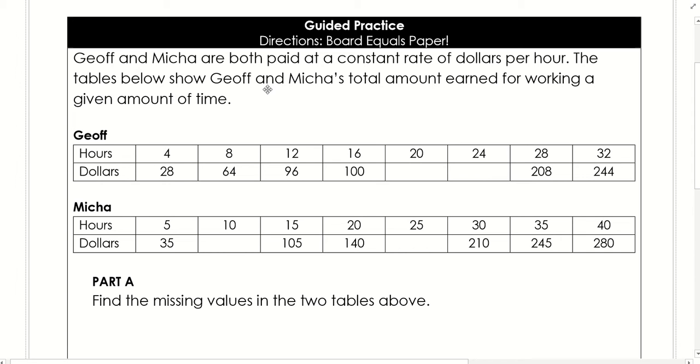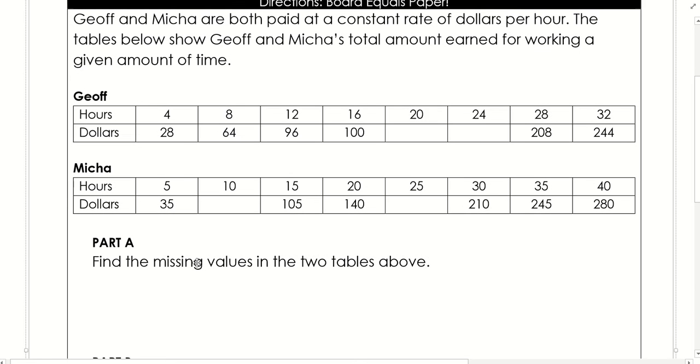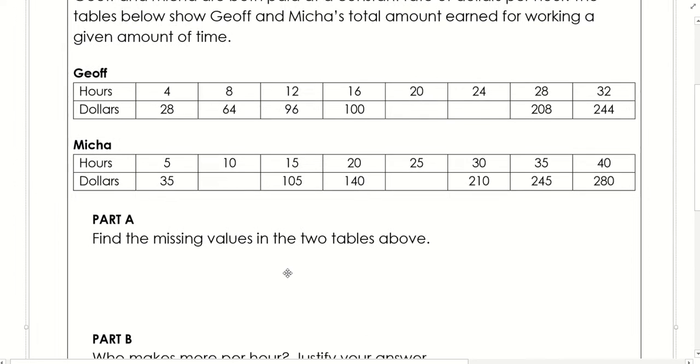So this problem says Jeff and Micah are both paid at a constant rate of dollars per hour. The tables below show Jeff and Micah's total amount earned for working a given amount of time. So part A asks us to find the missing values in the two tables above. I see some missing values here, here, here, and here.